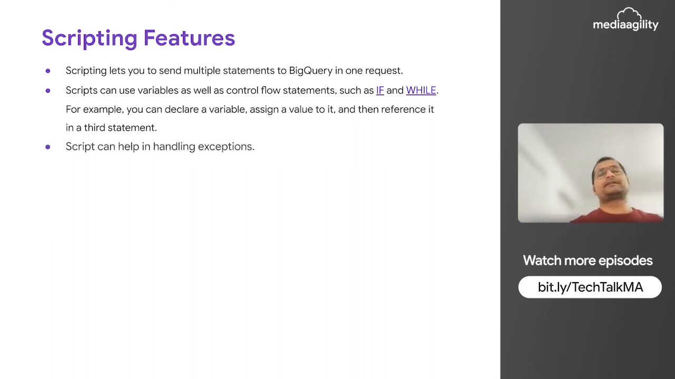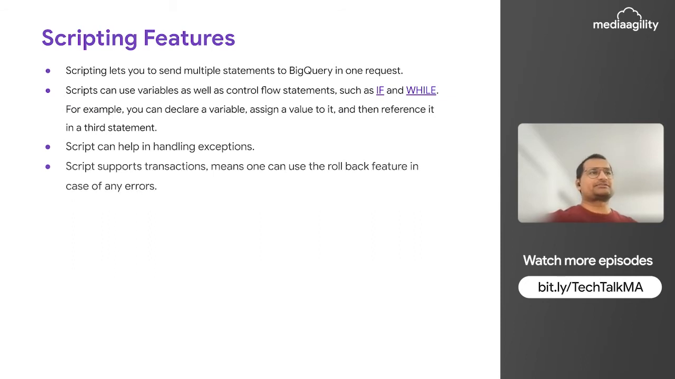Now, you can also handle exceptions. So let's say you're running a query and you got some exception, and you want to skip that, because that exception is fine, it's not a big deal, then you can move forward. If it is a big deal, you want to cancel the whole script, that also you can do. And you can even do certain things on the exception. So when an exception arrives, you can perform certain operations. So that's the power of this scripting.